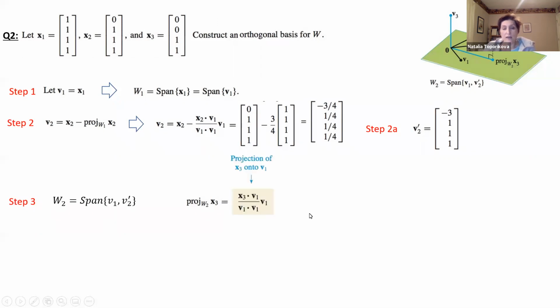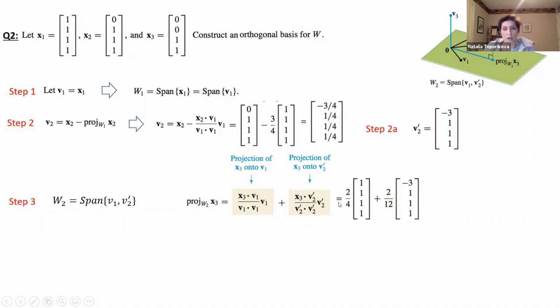And it will consist of two parts. First will be the projection of our vector x3 onto vector v1, and the second will be the projection of x3 onto our vector v2, or v2 prime. And again, we covered this material in the previous section. If you feel uncomfortable, please go and look through the chapter again. Okay, so we will substitute the values for our vectors v1, v2 and x3, and we will get the value for our projection.